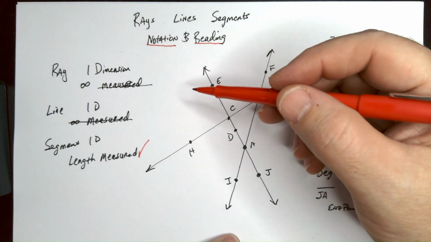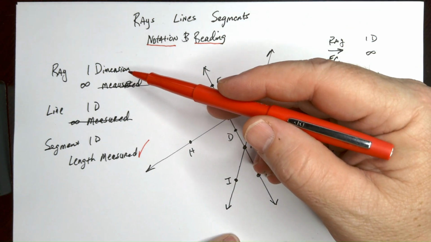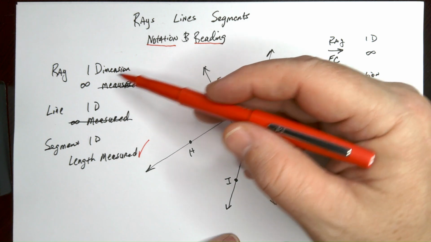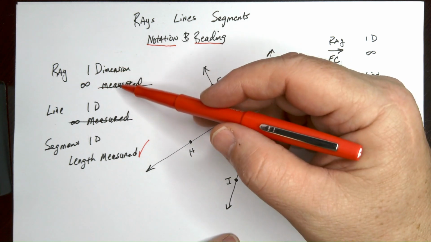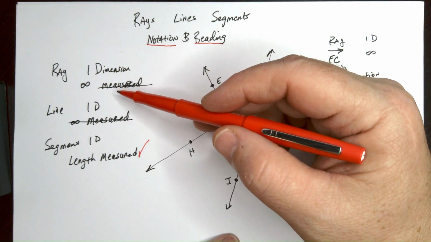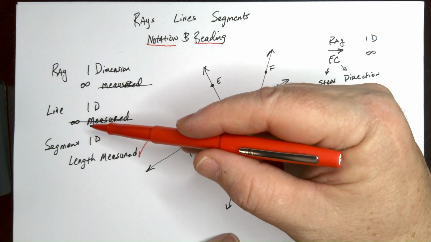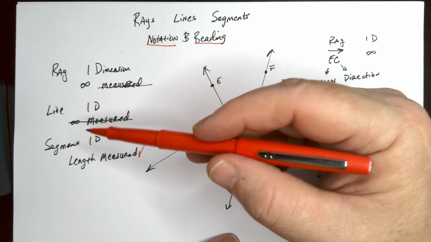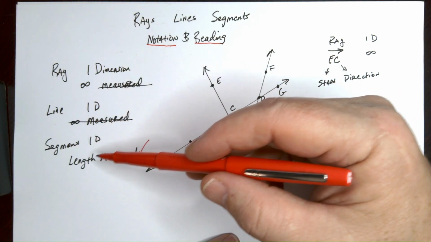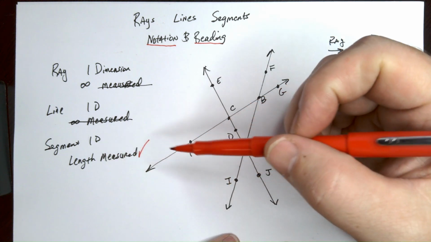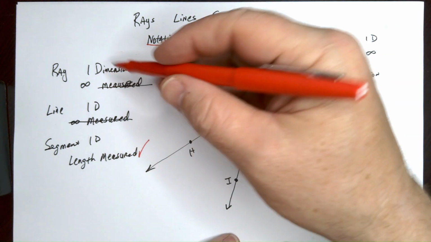So first of all, a ray is a one-dimensional geometric figure. It's infinite, but only in one direction. Still though, it cannot be measured. A line is infinite in two directions, still one dimension, and a segment is one dimension, but because it has two endpoints, it can be measured. So let's take a look at some of these.